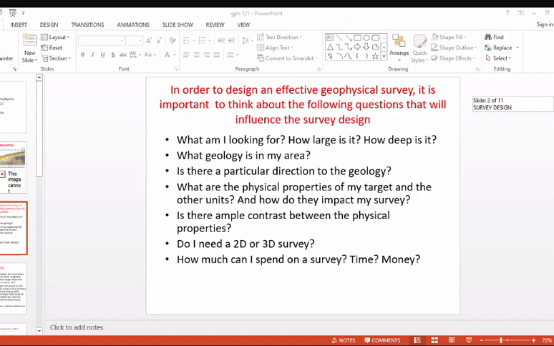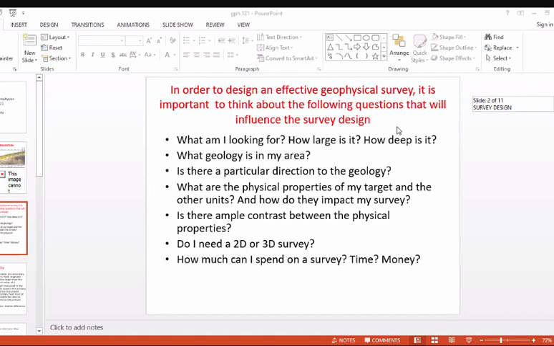So if there is a contrast between the target and its surroundings, that contrast can tell us that the gravity method can be used. If there is no contrast, then we can't use the gravity method. So another thing that can show how effective a geophysical method will be is whether there is going to be a good contrast in property.